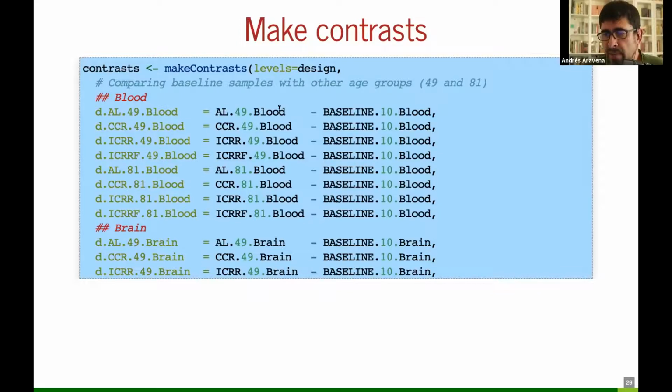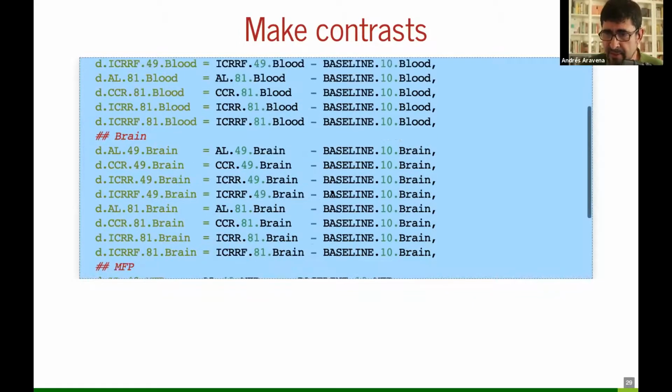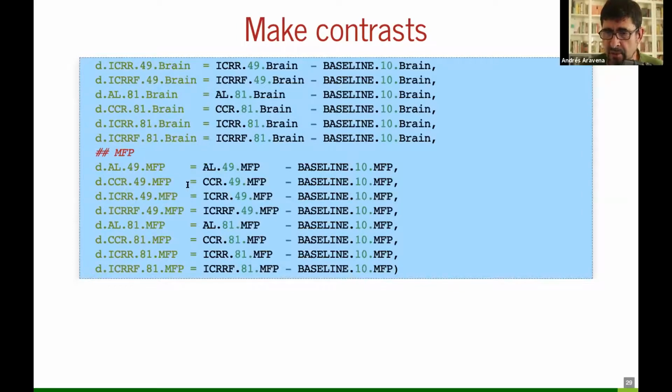So when I compare ad libitum at 49 weeks with the baseline, this is a minus here, so I will measure here the ad libitum minus the baseline. Okay? Caloric restriction minus baseline. And I create a new variable that I essentially put a D representing delta. So this is the change of expression when you move from baseline to ad libitum 49 weeks in blood. Okay? Then similar for brain and similar for mammary tissue.